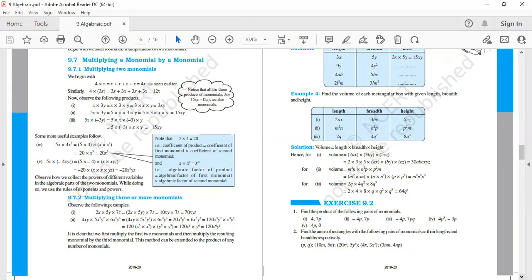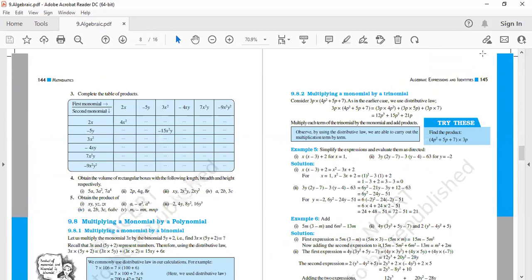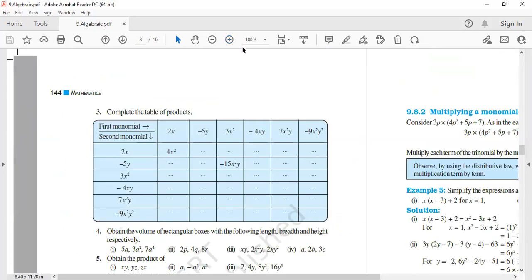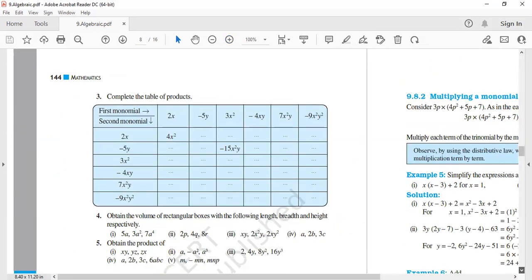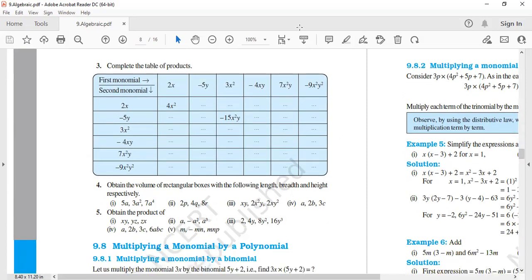Okay, I'm moving on to question number third. Question number third is the table form question. You have to solve this question in your textbook. No need to draw the table in the notebook. You just solve this question in your textbook only. Let me zoom in a little bit, so it will be easier to see the screen clearly.